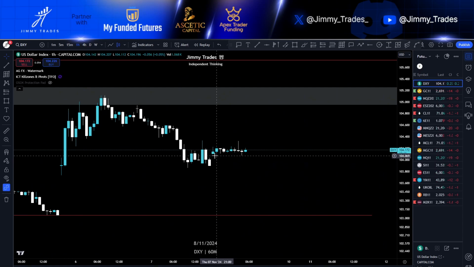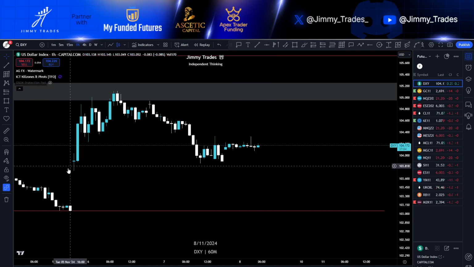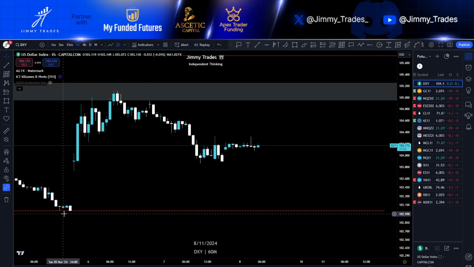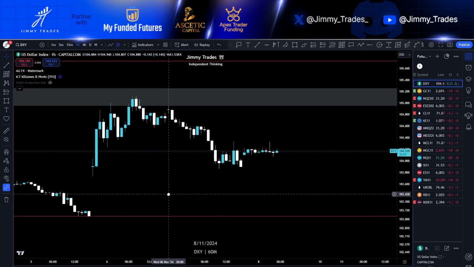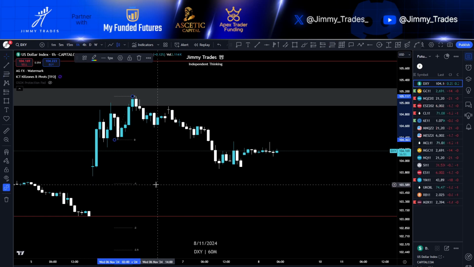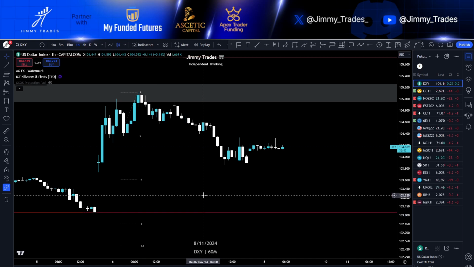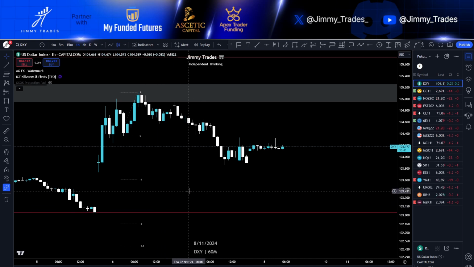So partially filled. We know gaps like to be filled, so a very nice draw. We're equal lows down here as well. And if we run our projections from this swing here, then we can see that the -2 to 2.5 is aligned with this swing low.